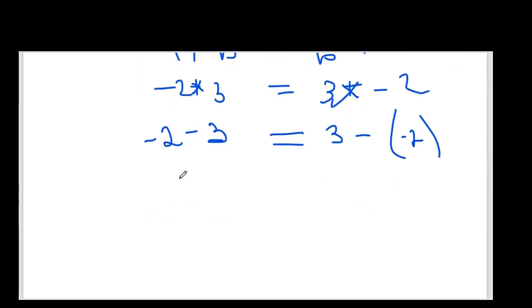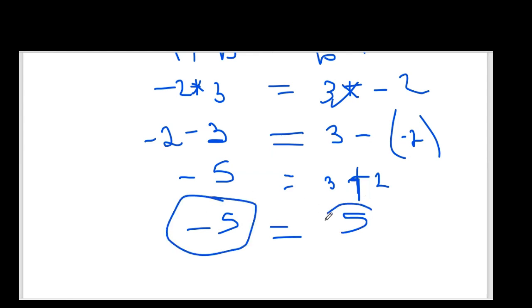So what do you get here? You simply get -5. And then what do you get here? It's going to be 3 minus -2. You multiply minus by minus, it's going to be plus, then 2. So here you have -5 is equal to, and what do we have there? You have +5. You can see that this side we have a minus, that side we have a positive. So -5 can never be equal to 5.